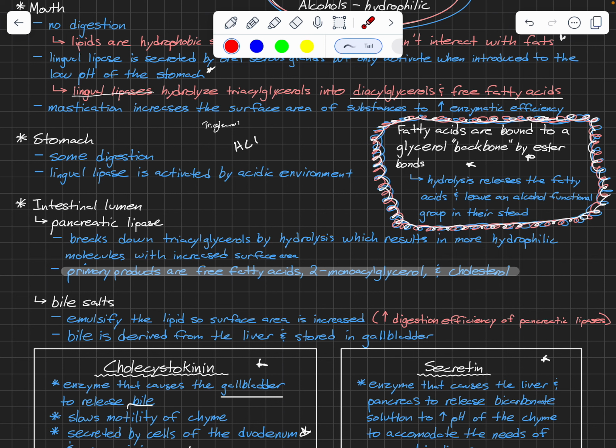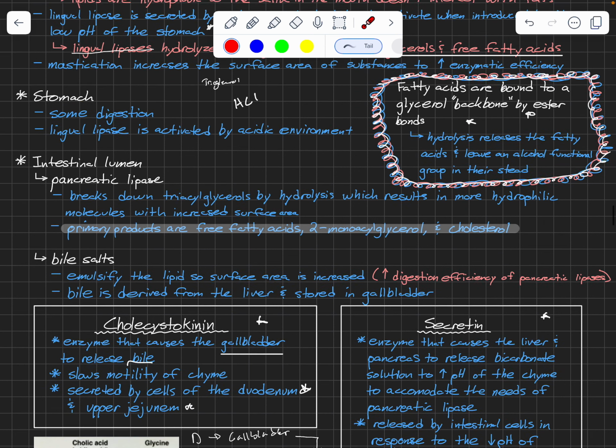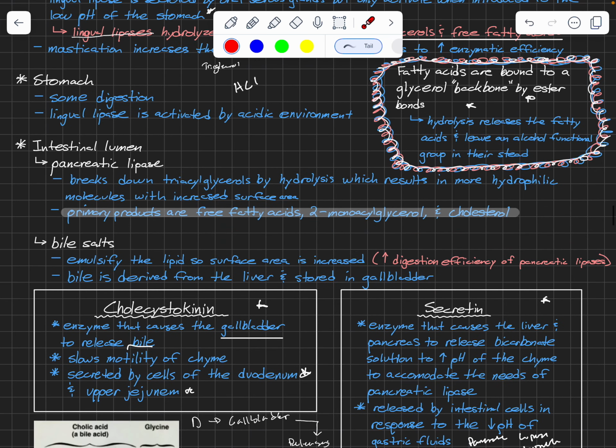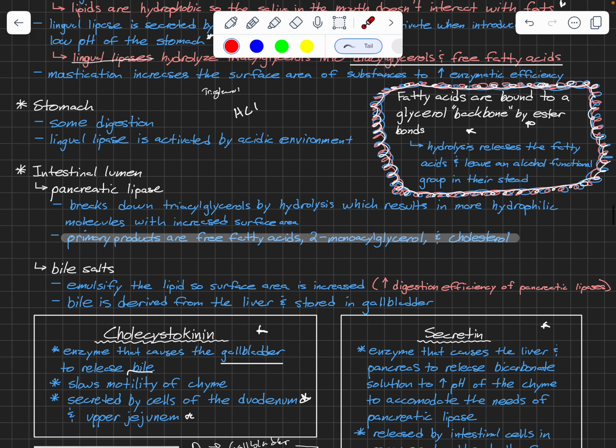The chyme, the little mush of food that we have going, is eventually going to pass from our stomach into our small intestine, or the intestinal lumen. And this is where we get a second enzyme present: pancreatic lipase. Pancreatic lipase breaks down triglycerols by hydrolysis, and it allows for increased surface area, and we get even more products. We get free fatty acids, two monoglycerols, and some cholesterol too.